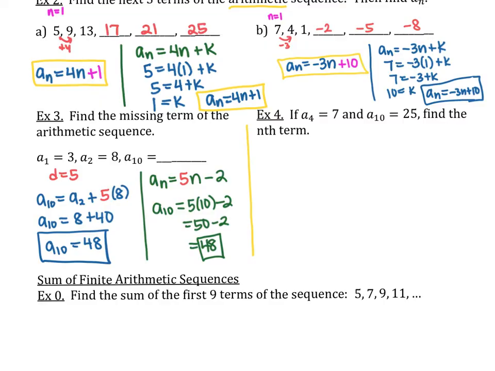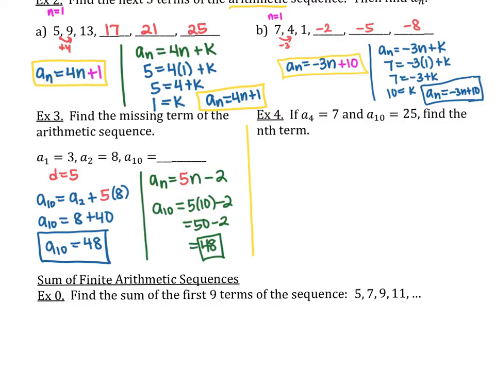Now let me see. If they gave me consecutive terms, it would be very easy to find the formula because I would have D already. So again, I'm going to show you more than one way to do it, and you're going to decide which way makes more sense to you, and do it that way. One way to do it would be to see what I have and see what I need to add to get there.